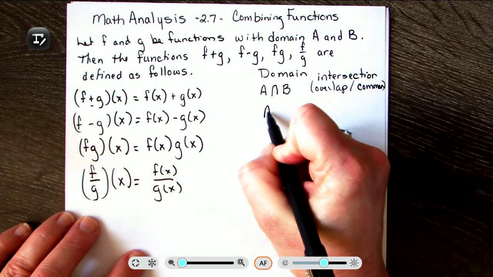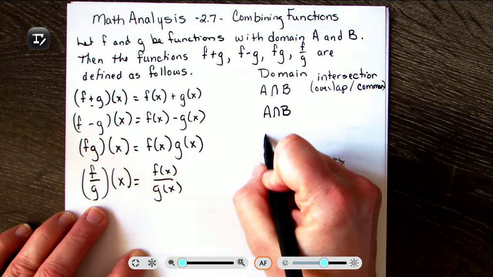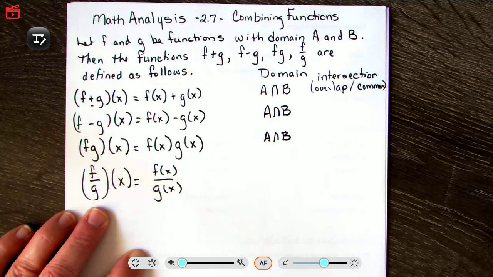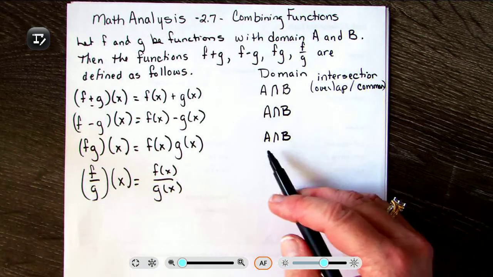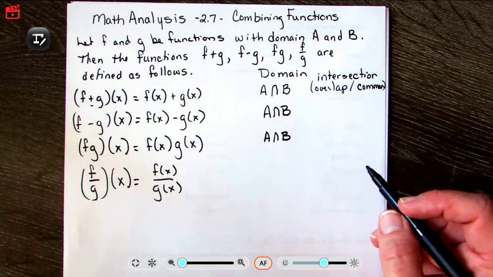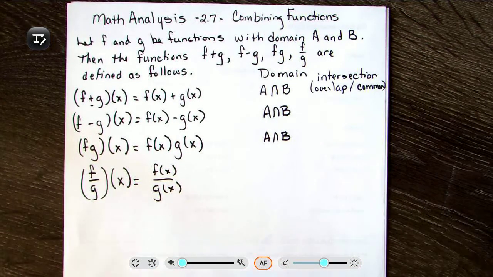That would also be the domain of f minus g. That would also be the domain of f times g. And this is like an upside down U, kind of like we've used the union when we were doing interval notation. This is the intersection, what they have in common.